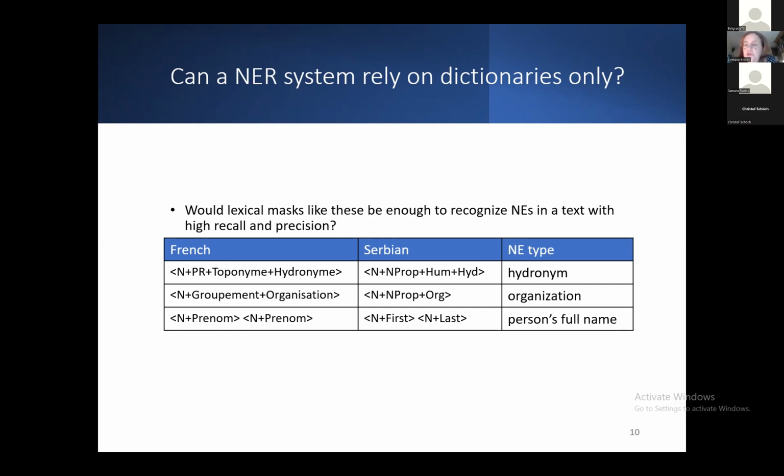First, for instance, in French and in Serbian, we could use these lexical marks, that's the first line, to retrieve hydronyms and to retrieve organizations. That's the second line in this table. And to recognize a person's full name, we use this sequence of two lexical masks; we see the example in French and Serbian. Will this solve our problem?